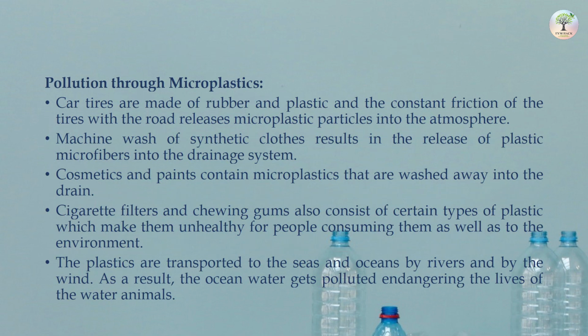Pollution through microplastics. Car tires are made of rubber and plastic, and the constant friction of the tires with the road releases microplastic particles into the atmosphere. Machine wash of synthetic clothes results in the release of plastic microfibers into the drainage system. Cosmetics and paints contain microplastics that are washed away into the drain. Cigarette filters and chewing gums also consist of certain types of plastic which make them unhealthy for people consuming them as well as to the environment.